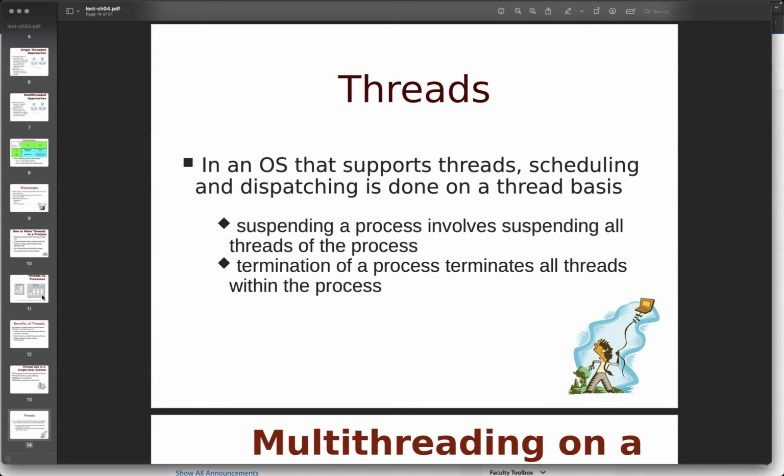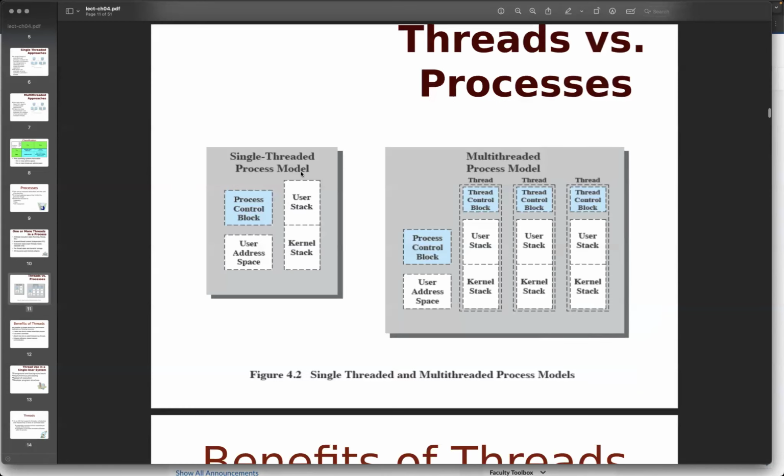If you still remember the box here, if I terminate this process, then all the threads inside will be affected. When we terminate this process, all the threads will be terminated or suspended. So just look at the picture and remember this: they are all under this process.